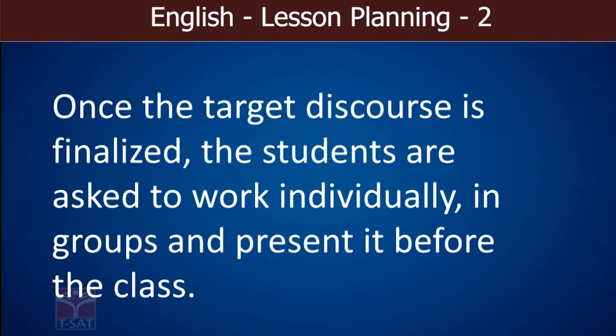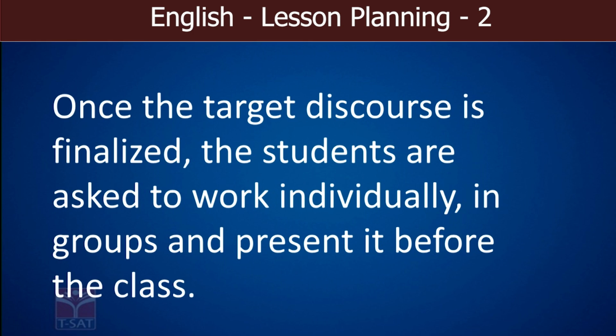Once the target discourse is finalized, the students are asked to work individually or in a group and present it before the classroom. Once they have the idea from all the mind mapping, the face sheet, and the collaborative ideas among each individual, then the targeted discourse comes out, and to what extent they understood should be finalized.